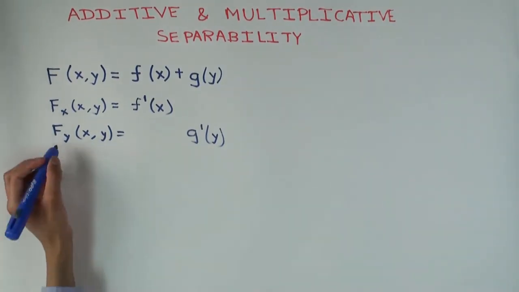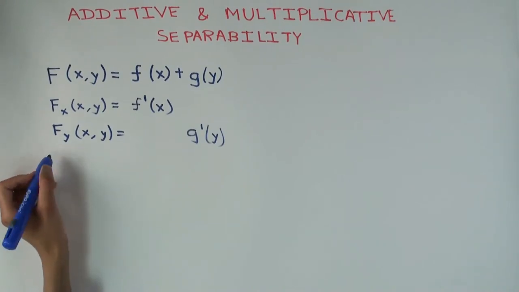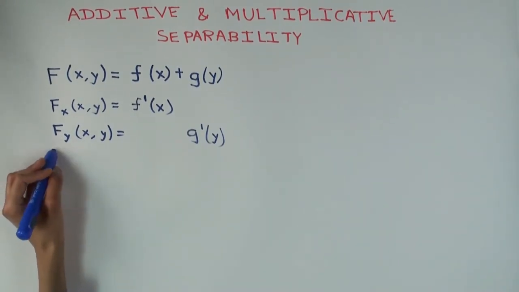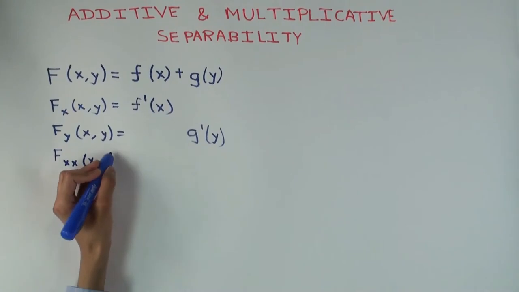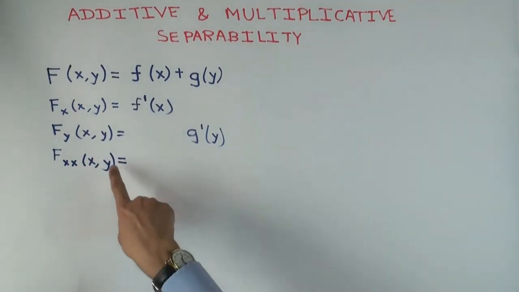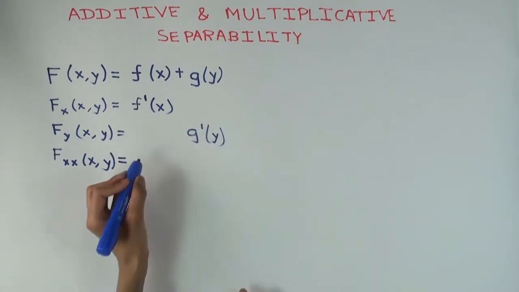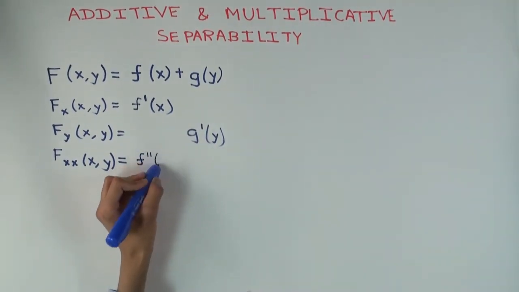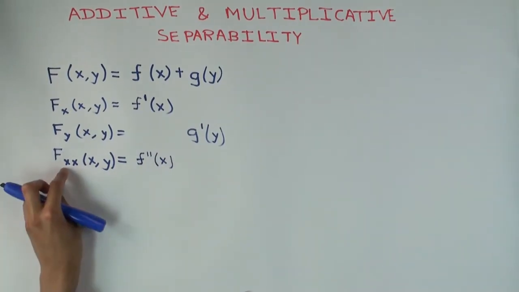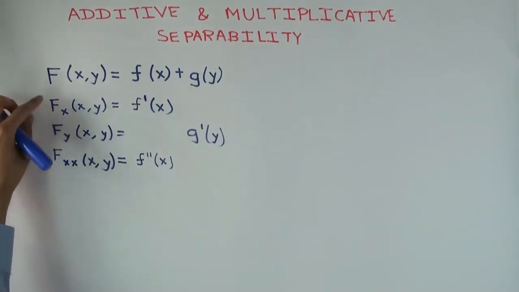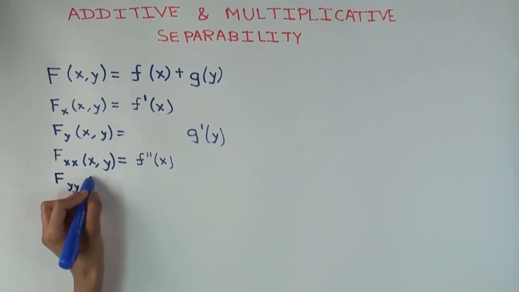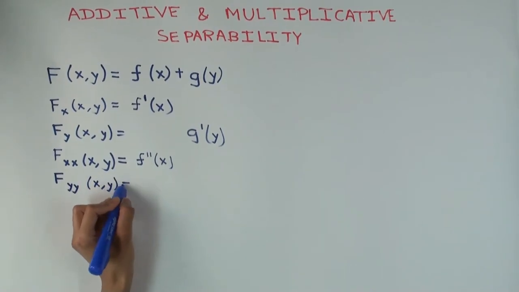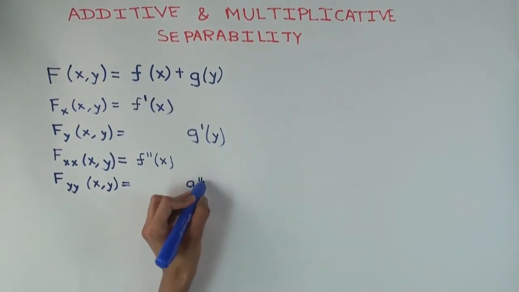Now there's a notation for the second order partial. What is the second order partial going to be? Little f double prime. So what this means is we take the derivative of f with respect to x, then take the partial derivative of that function again with respect to x. What is F sub yy of x comma y? G double prime of y.